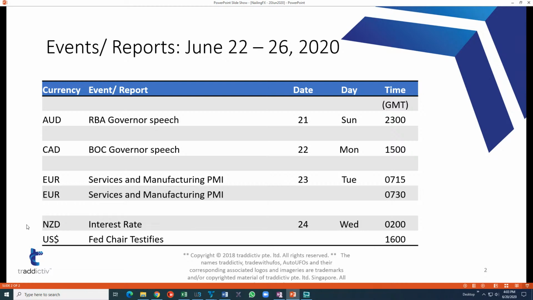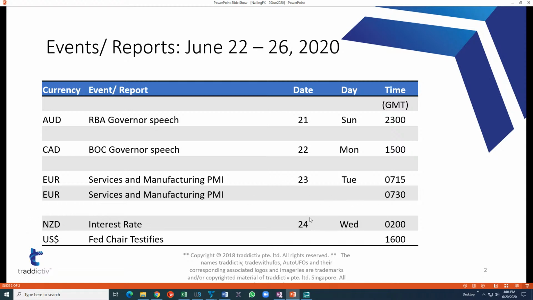Then on Wednesday, we have an interest rate announcement on the New Zealand dollar. And again, for the US dollar, the Fed chair testifies on Wednesday at 16:00. Those are the major events and reports scheduled between the 22nd and 26th of June. Nothing really after Wednesday; Thursday and Friday seem to be rather quiet days. However, we never know what surprises come out in the market. But at least in terms of what is on the calendar, we don't have anything significant after Wednesday afternoon, after the Fed chair testimony from the US. Everybody okay? Shall we start?